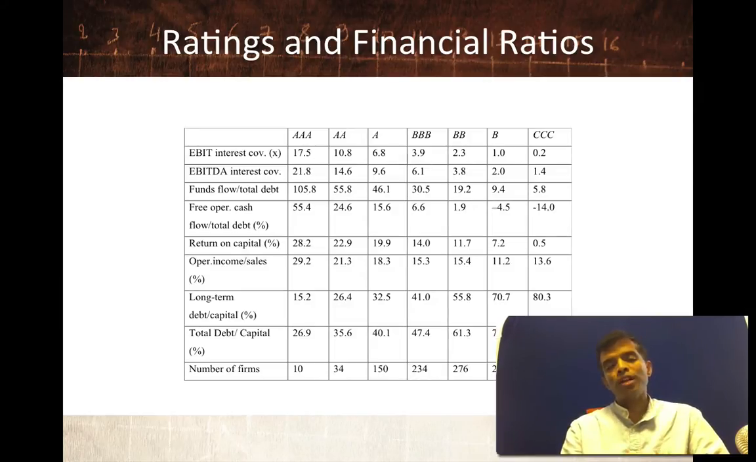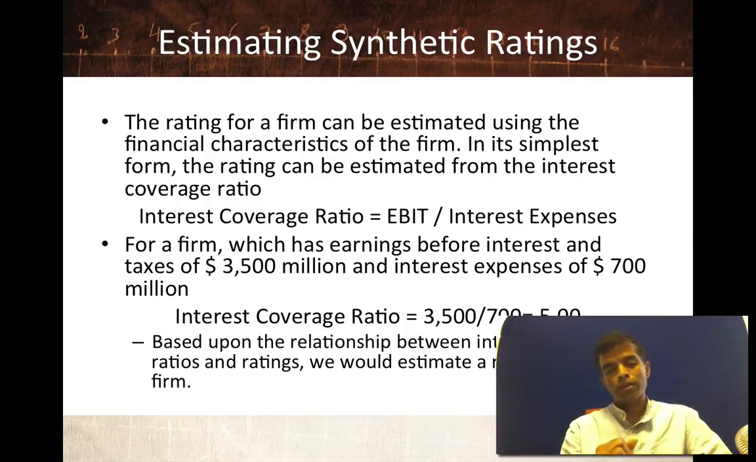I actually use a very simplistic version of this process where I look at one ratio. It's the interest coverage ratio. As I said, the interest coverage ratio is earnings before interest and taxes, or operating income as it's often called in income statements, divided by the interest expense. As an example, if you have a company with $3.5 billion in operating income and $700 million in interest expenses, its interest coverage ratio is 5.